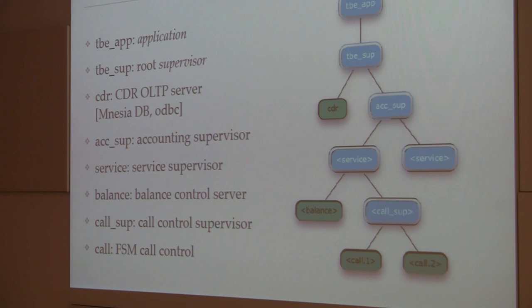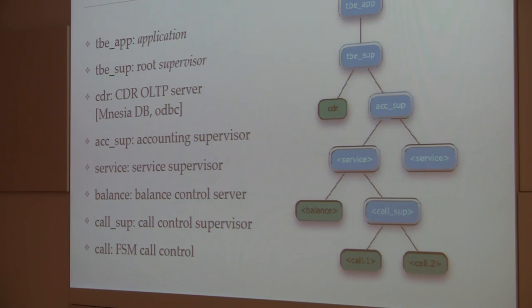So how did we do it? We created two supervisors, an accounting supervisor and a CDR supervisor. The accounting supervisor allows us to spawn supervisors to monitor services. Our user has some set of services and we can spawn a process tree that controls that service. And also we have, for online transaction processing, the CDR server, where we put the generated CDRs before we put them into the ODBC connector, connected to some relational database. So we don't need to wait for the database to write the data, because it could be pretty slow.